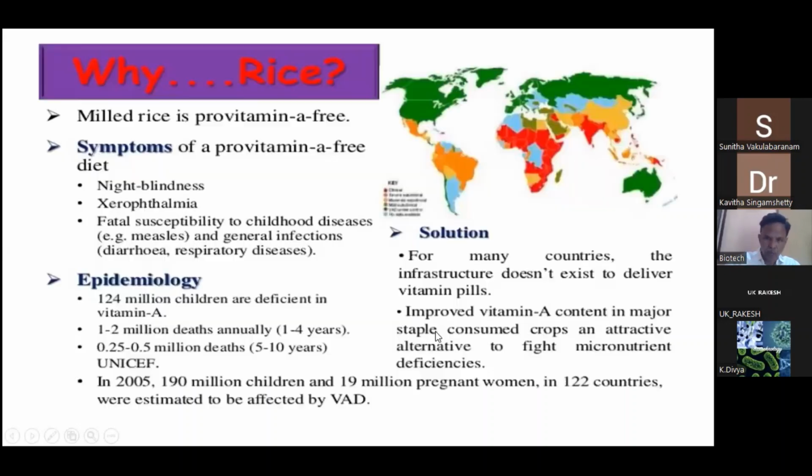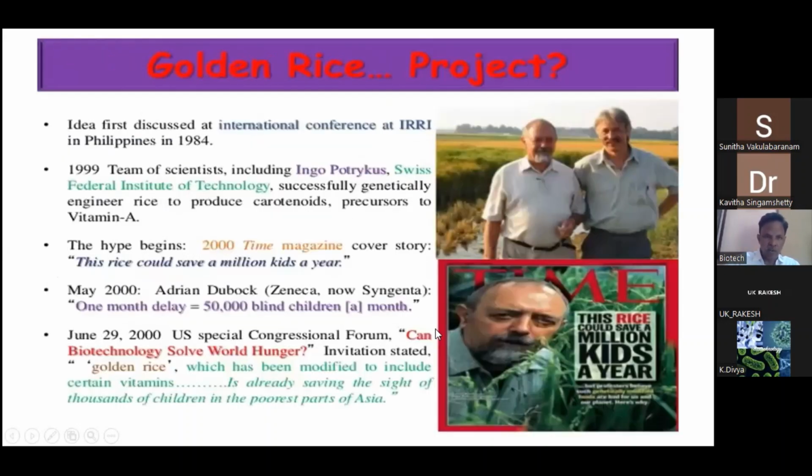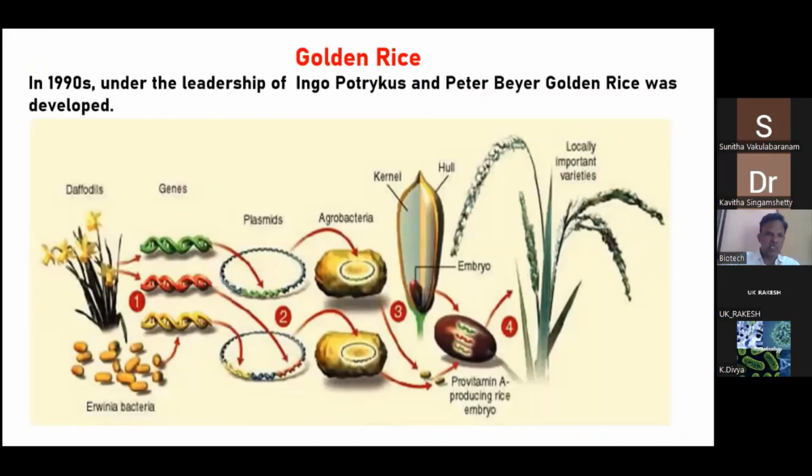So how it is produced is also seen here. I will not go into much detail. See, this is how it is produced. They have taken genes from daffodil. This is the plant called daffodil. Daffodil has provided genes, and Erwinia bacteria another gene. They have taken 3 genes: 2 genes from this and 1 gene from this. They have inserted these genes into Agrobacterium, and they have infected the embryo of the rice. As a result, you get golden rice. We will not go into those details, right?